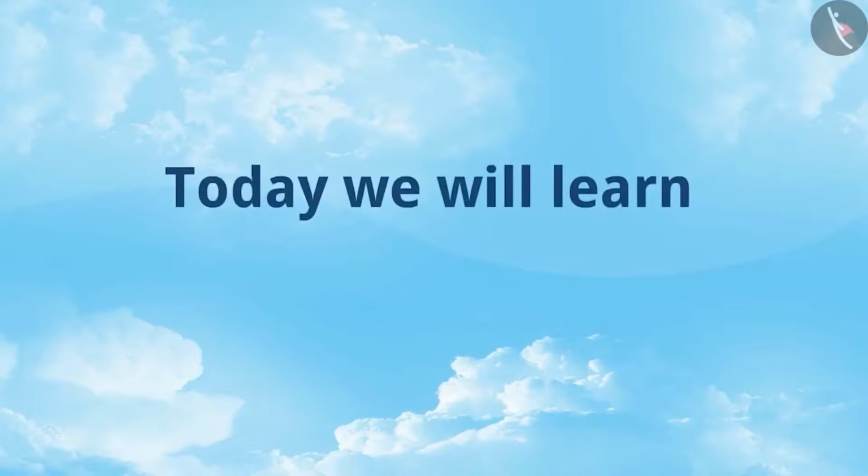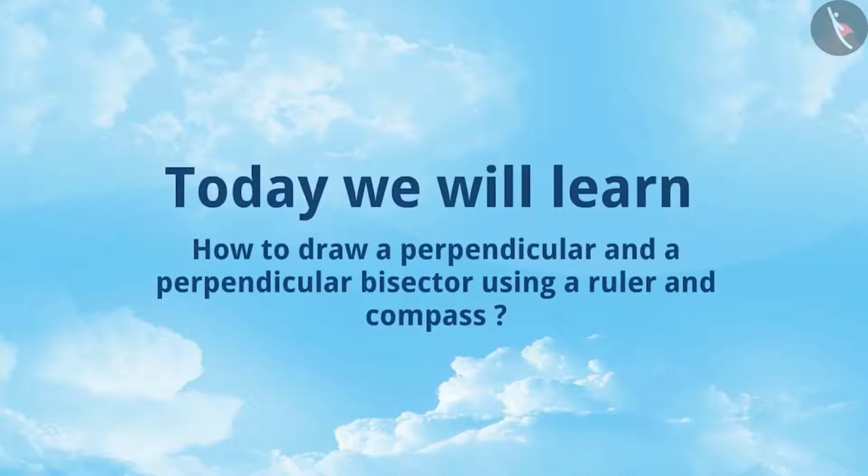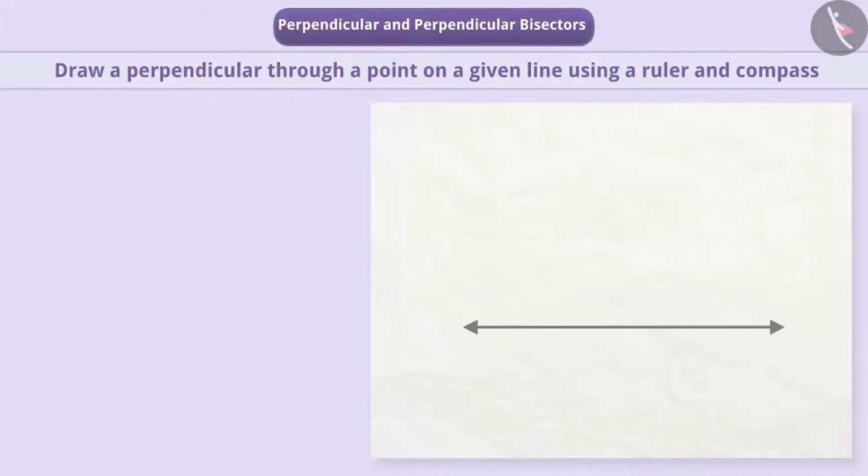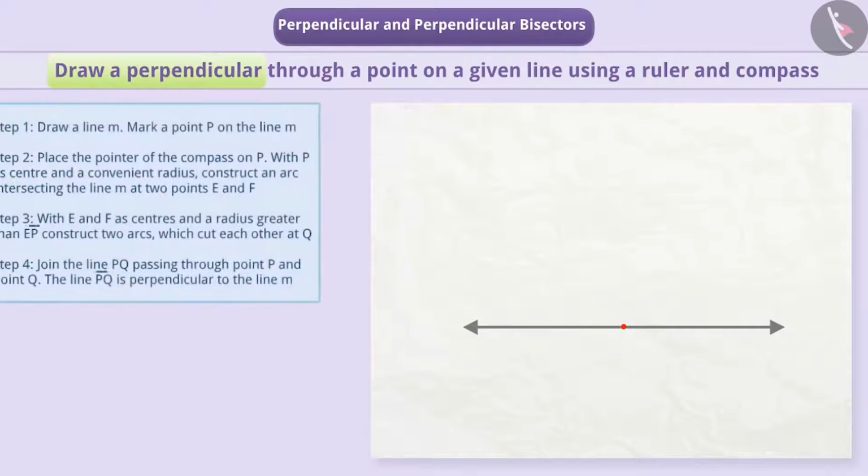Today, we will learn how to draw a perpendicular and a perpendicular bisector using a ruler and a compass. In geometry, a ruler and a compass is often used to draw a perpendicular through a point on a given line. Let's understand this method.